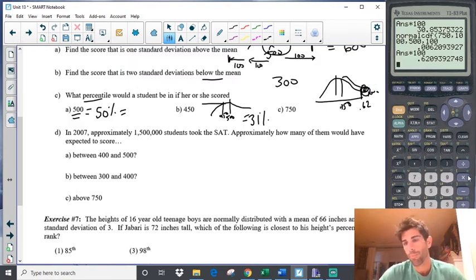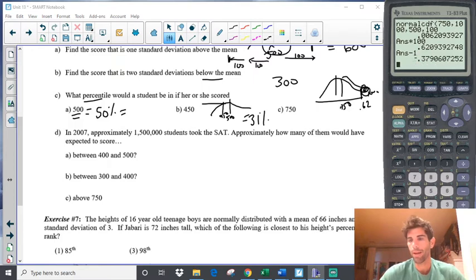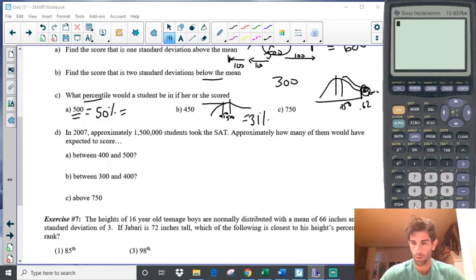So because I'm above, you have to subtract from 1, right? Oops. So it's 1 minus, I think it was like 0.6 or something like that. It's 100 because you have 100%, minus 0.6. So this person lies in the 99.4th percentile.